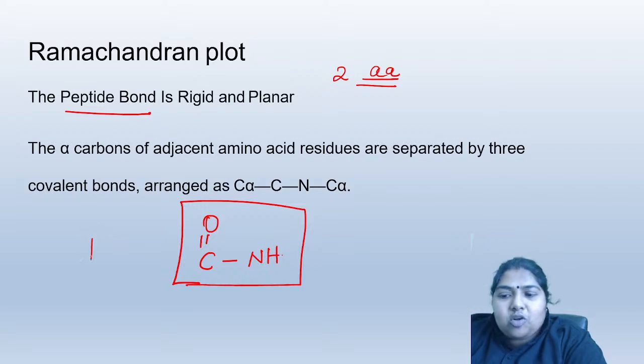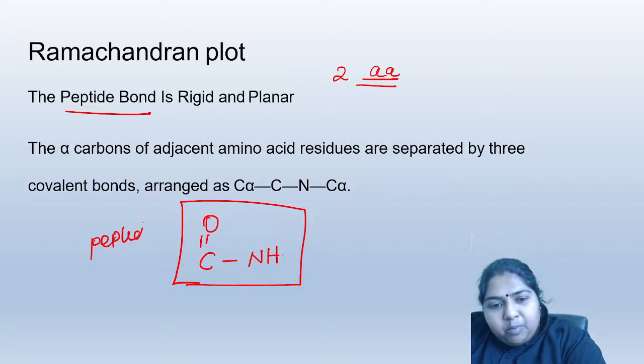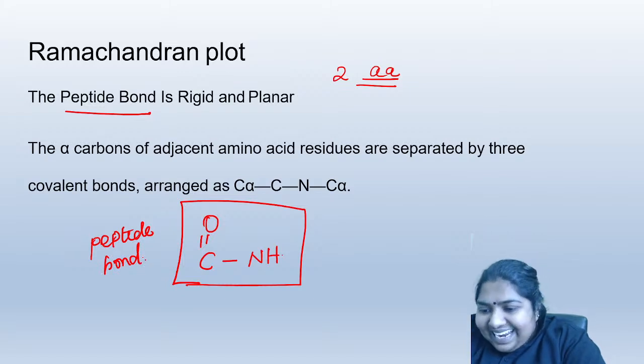This is what is called a peptide bond. This bond is only going to be covalent in nature.